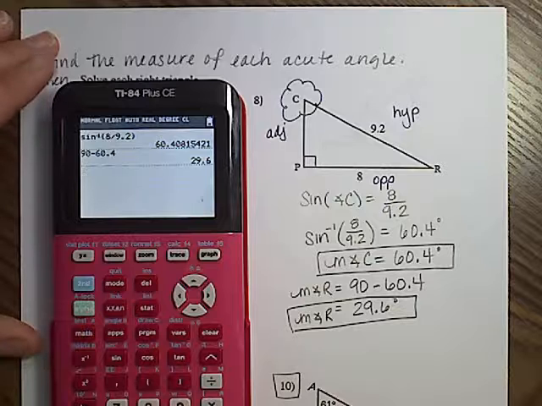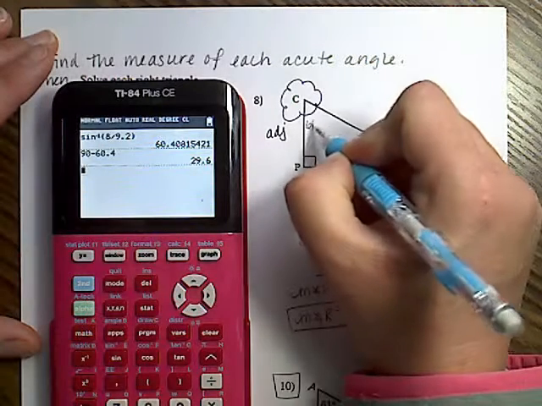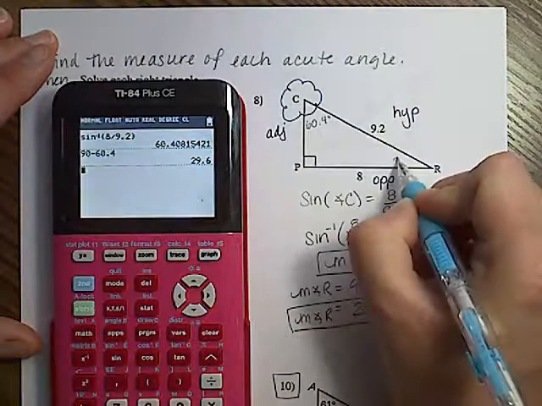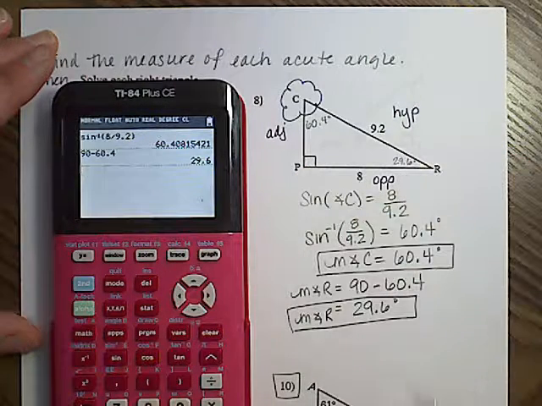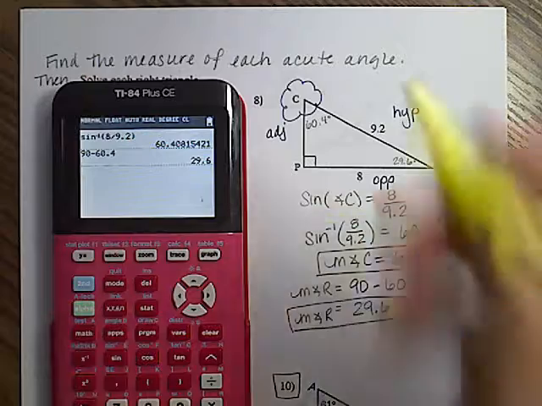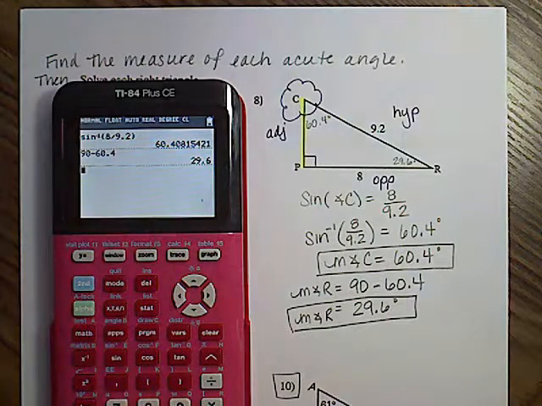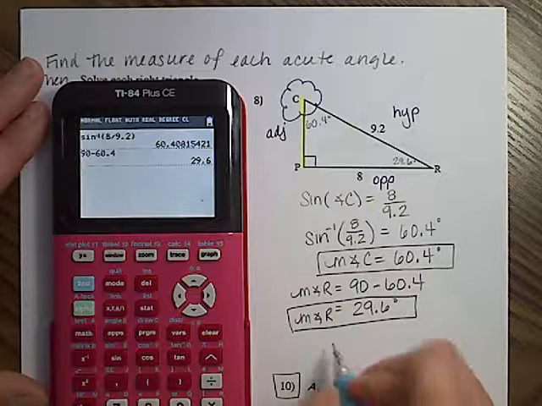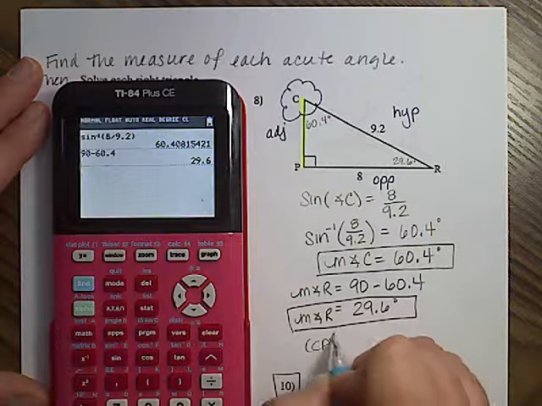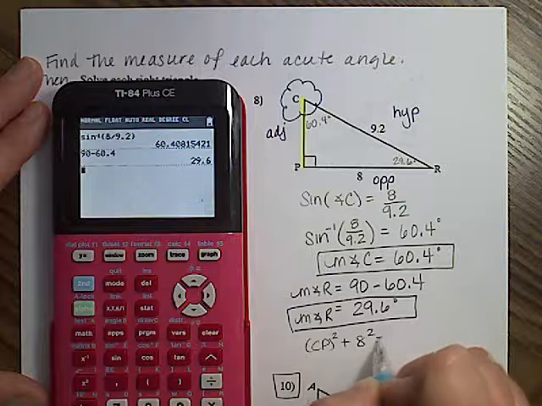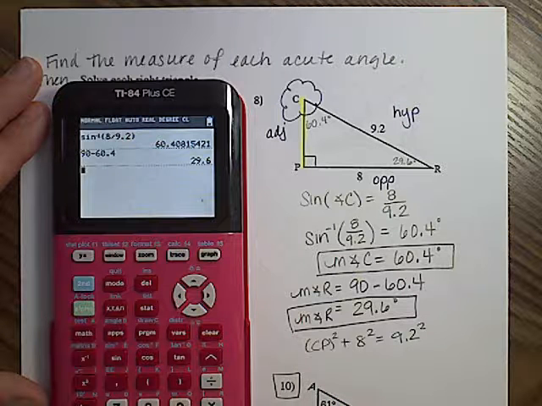And now the last piece of information that we need to find, this is 60.4 degrees. This is 29.6 degrees. The last piece that we need to find is the length of segment CP. And in order to do that, we can do the Pythagorean theorem. CP squared plus 8 squared equals 9.2 squared.